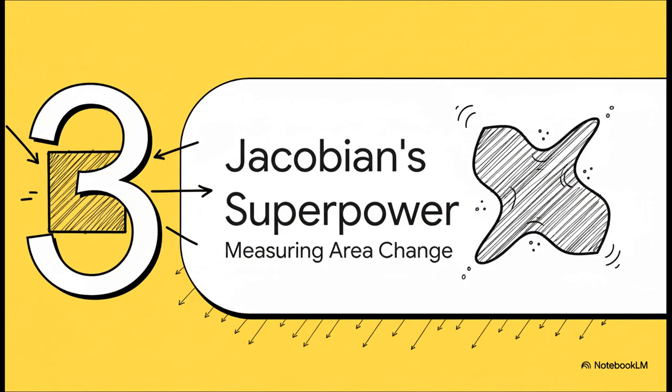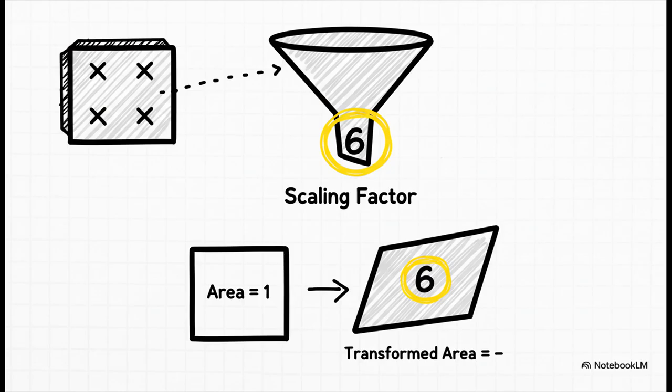Okay, section 3, the Jacobian superpower. So the matrix tells us how a shape gets twisted and stretched, but here's where things get really cool. Its true power comes from answering a different question, by exactly how much did the area change? You see, while the matrix holds all the detailed directional information, we can boil its essence down to a single, incredibly useful number, its determinant.